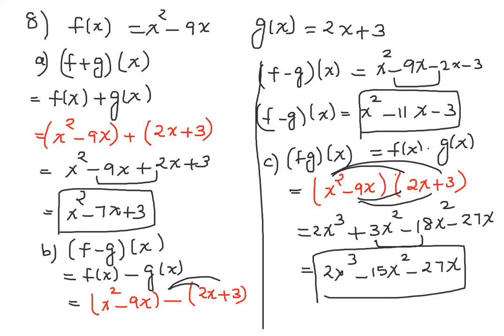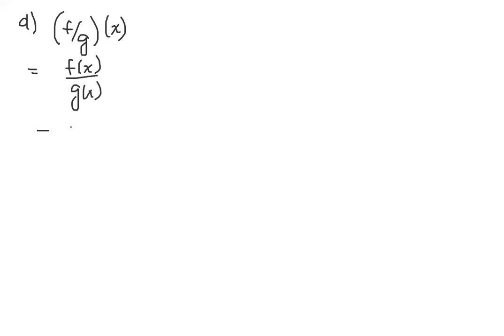Next, we're going to do the division. D is division, which is f over g of x. This is by definition f of x over g of x. So we get x squared minus 9x over 2x plus 3.